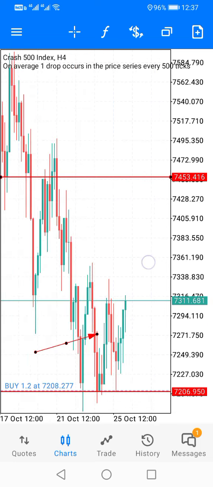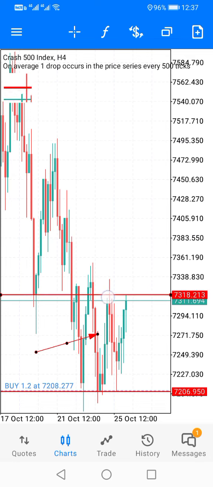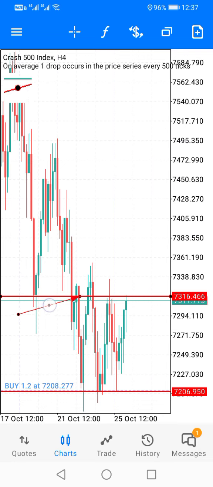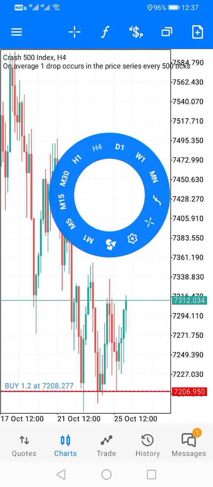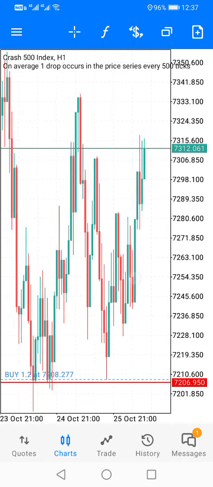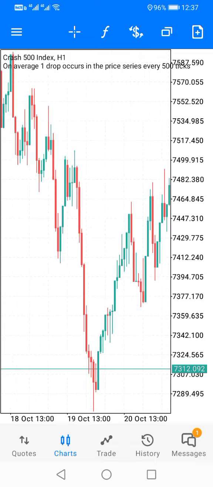Then here is another structure. The market came and broke the structure, then it came here and went down. So my entry was here because it was retesting this order block, and then it went up. Okay, so I'm going to go to the H1 to show you how I managed to see this market very well.